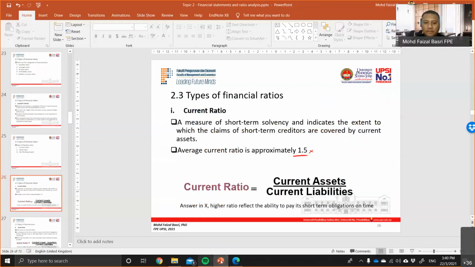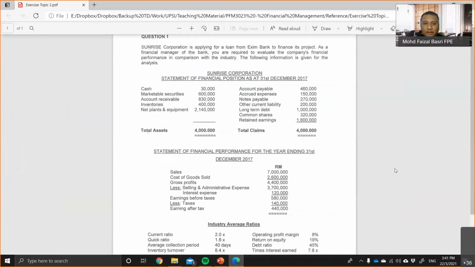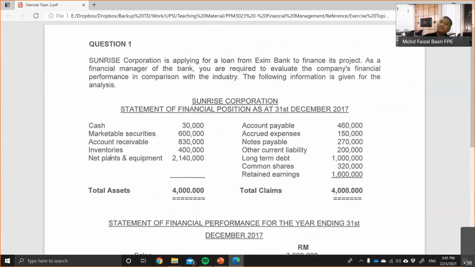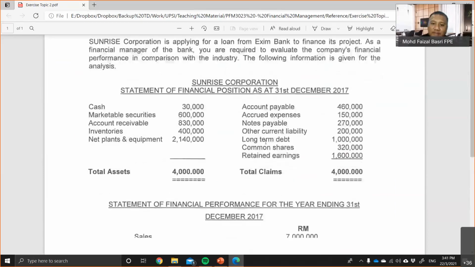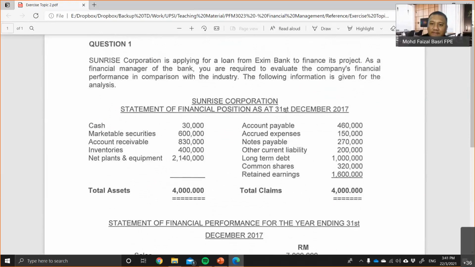Bear with me. I've uploaded this in my Guru as well, as an exercise. Let me introduce to you how the question would look when we talk about financial ratios. Every question will give you both statements: the statement of financial position, or balance sheet, and also the income statement, or statement of financial performance. Both ended 31st December 2017. So there's some introduction of the question here.